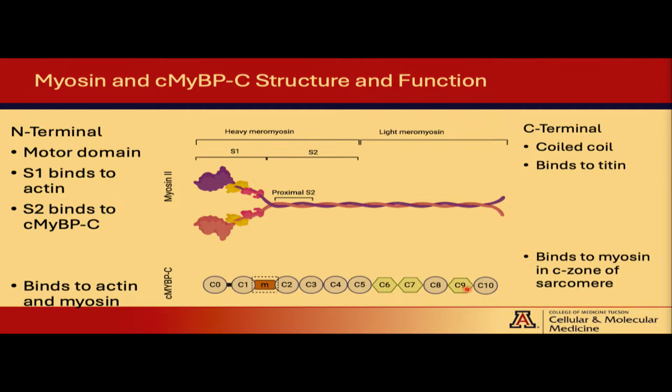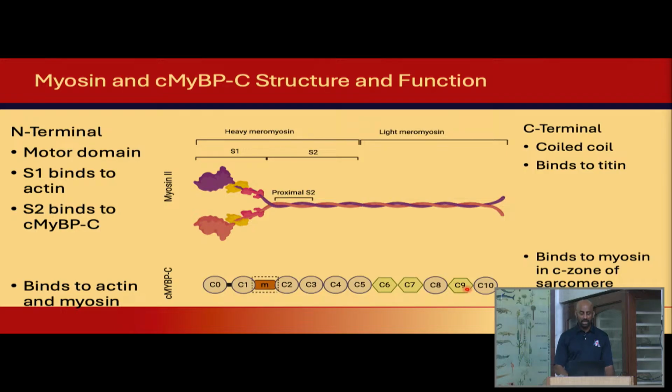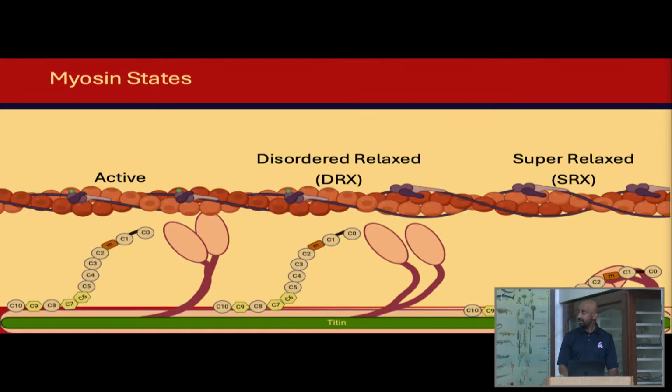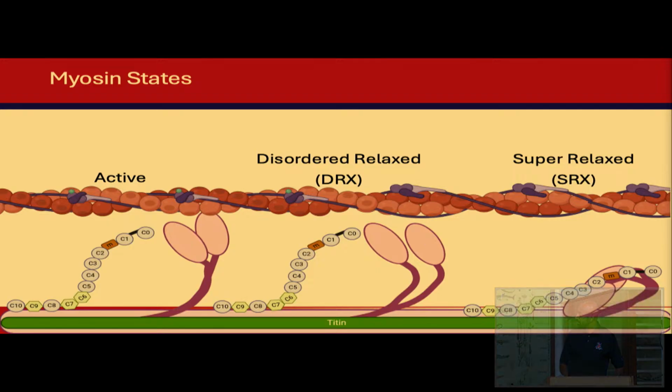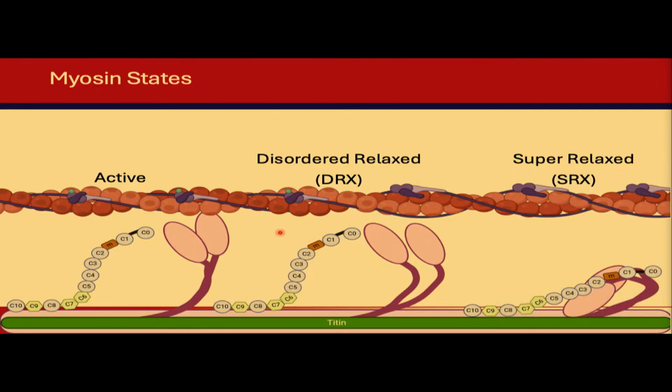At the N terminus, you have the C0 domain, and then all the way to the C10 domain. And again, there are various functionalities. For example, in this slide, you can see the C terminus of myosin binding protein C interacts with the myosin heavy chain, whereas the N terminus reaches to actin as well as myosin heavy chain. So this interaction is so critical for regulating the amount of force myosin heavy chain can generate.